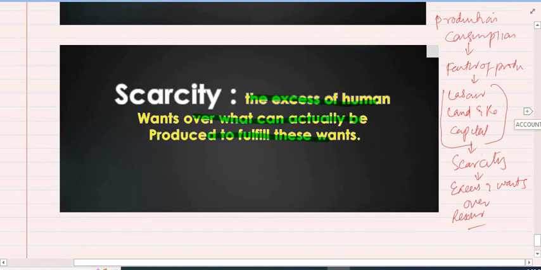So for today this is enough. We will continue in the next lecture with demand and supply, macroeconomics, aggregate demand, aggregate supply, and microeconomic definitions further on.